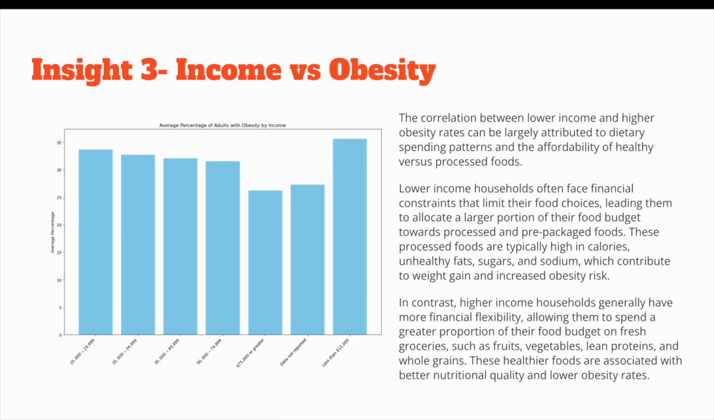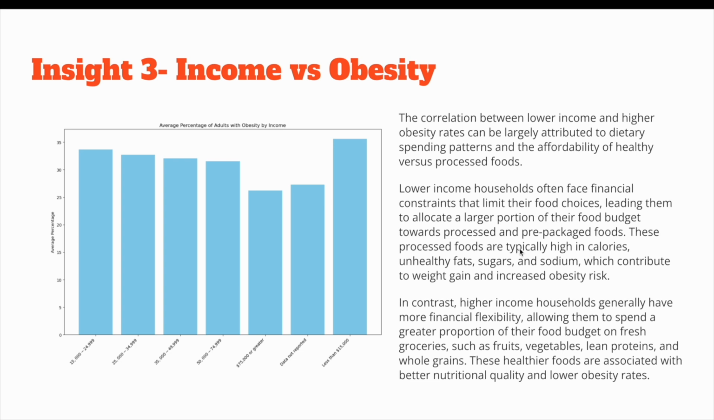For Insight 3, we looked at income versus obesity, and this correlation between lower income and higher obesity rates can be largely attributed to dietary spending patterns and the affordability of healthy versus processed foods. And this graph comes from the CSV, and it shows an inverse relationship whereby lower income correlates to higher average percentage of obesity, and higher income correlates to lower rates of obesity.